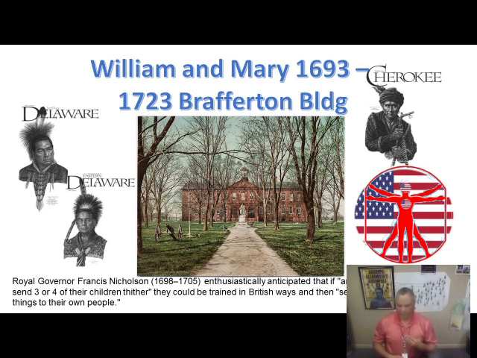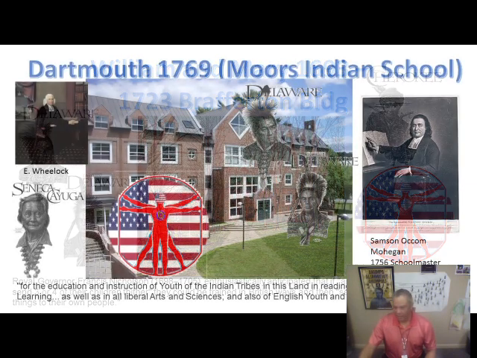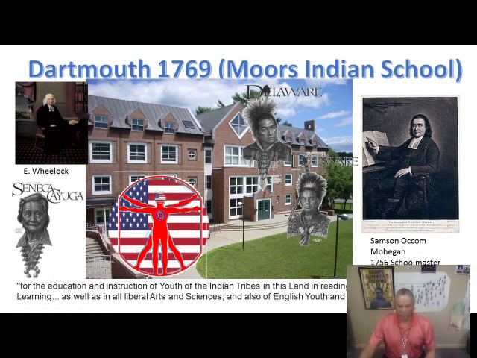But obviously, the intent was to train them back and turn them into British, send them back to teach their people. And so kind of creating, I don't know how to put this in a polite way, but Indian surrogates to go back and change their people. In 1769, Wheelock founds Dartmouth, which was originally Moore's Indian School, and they start with the same process. We know Delaware were sent there, as well as probably Seneca Cayuga. Samson Occom, a Mohegan, was one of the very first 1756 schoolmasters.